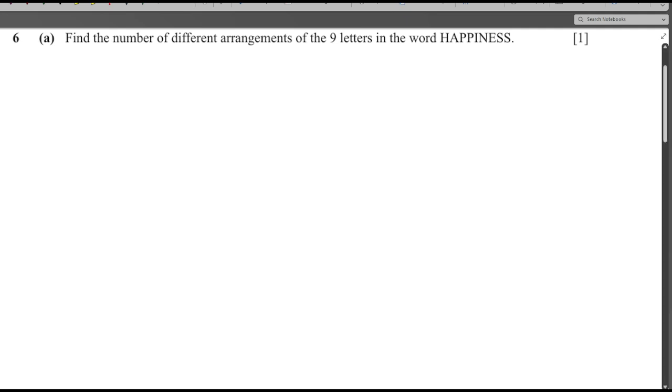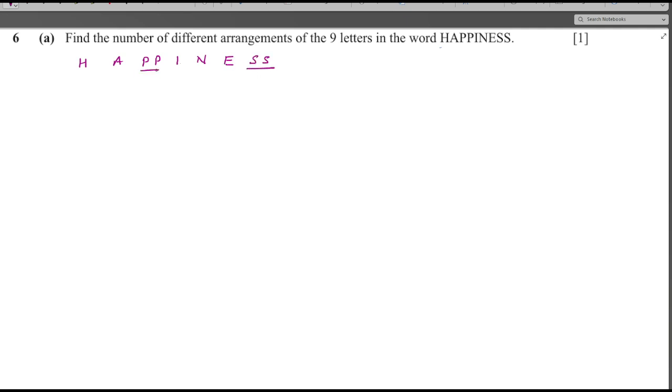Now let us see question number 6. Find the number of different arrangements of the 9 letters in the word happiness. Now here, in happiness, I see there is one H, one A, two P, one I, one N, one E, and two S. In total we have 1 2 3 4 5 6 7 8 9, 9 alphabets. Now the question is to find the number of different arrangements of the 9 letters in the word happiness.